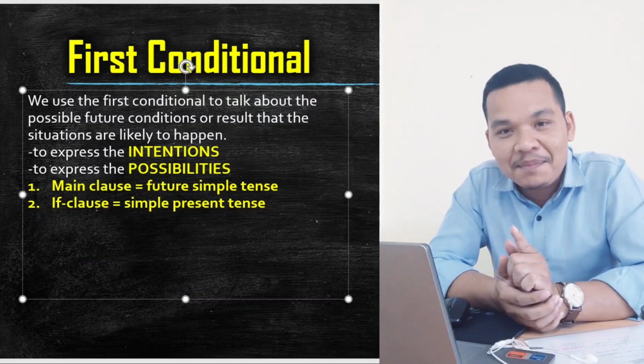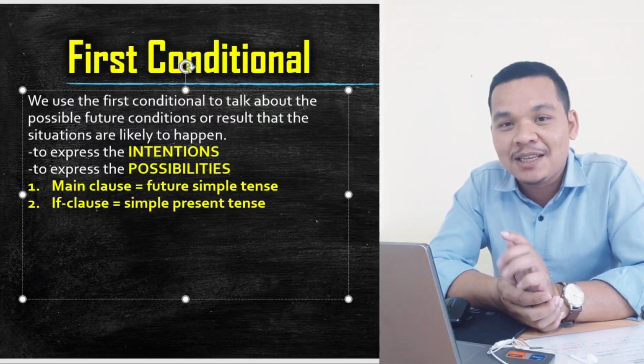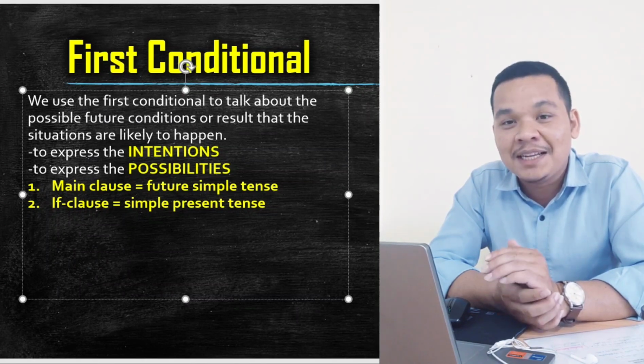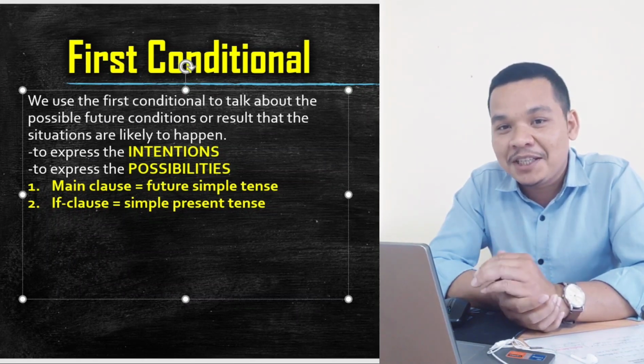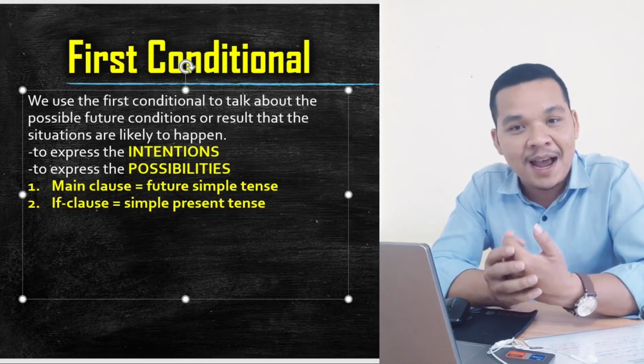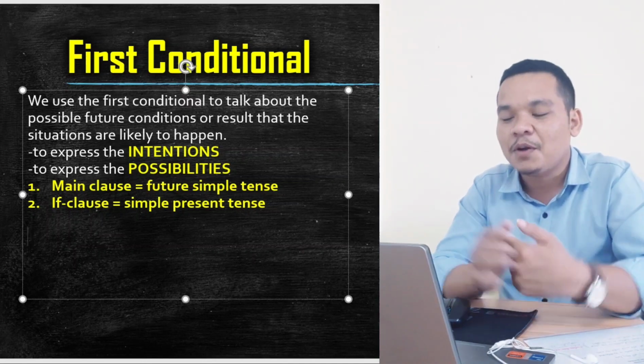First conditional is about predicting something happening in the future. It is likely to happen. It also talks about our intention to do it, or our prediction, or something that is our possibilities. First conditional is used. Okay, you see example.